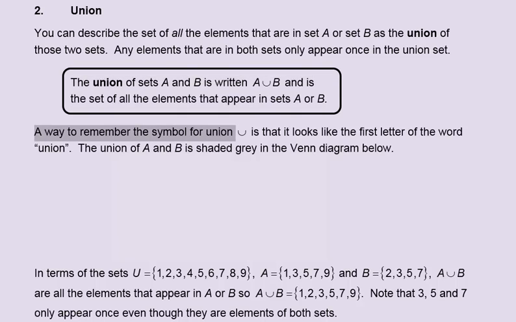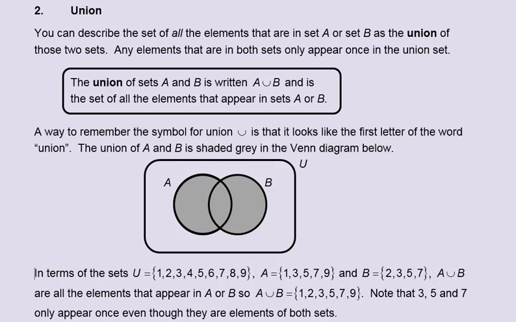A way to remember the symbol for union is that it looks like the first letter of the word union. The union of A and B is shaded grey in the Venn diagram below. In terms of the sets U equals 1, 2, 3, 4, 5, 6, 7, 8, 9, A equals 1, 3, 5, 7, 9, and B equals 2, 3, 5, 7, A union B are all the elements that appear in A or B.